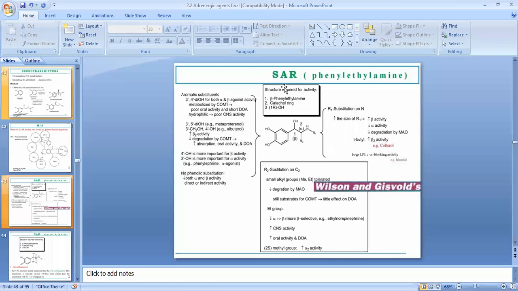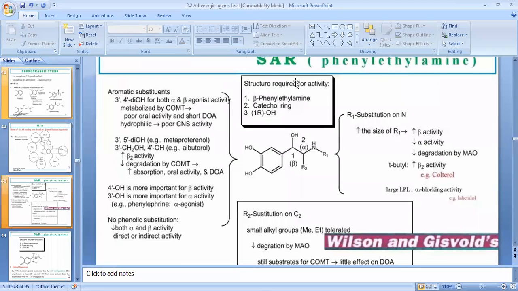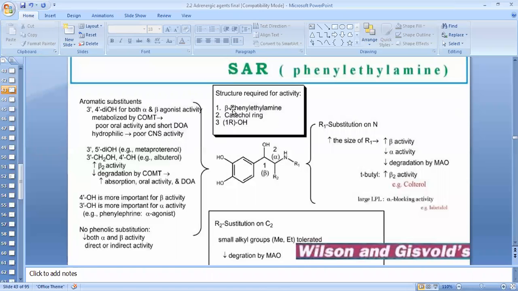Now there is importance and requirement of these three properties. Number one property is the beta phenylethylamine ring. हे आपण गेले 2 दिवस झालं बघतोय. If the structure is going to show adrenergic type of response, then it must have this ring structure. Which ring structure? Beta phenylethylamine ring structure. Okay. So what is this beta phenylethylamine? This is the beta phenylethylamine ring.